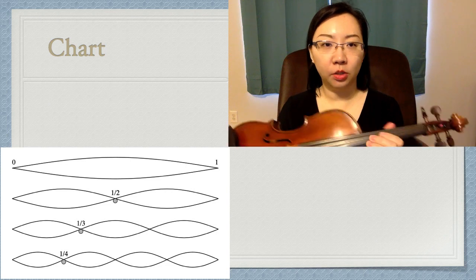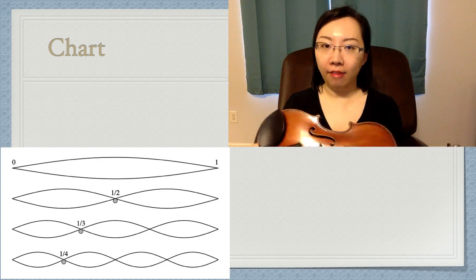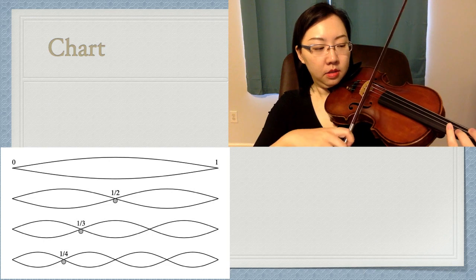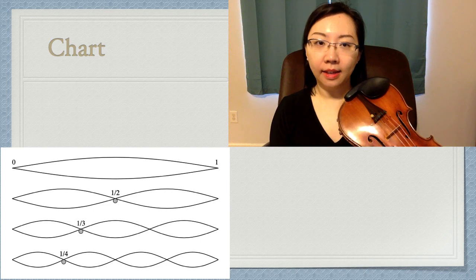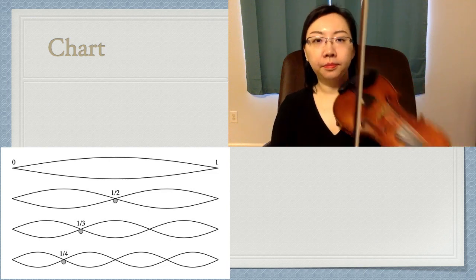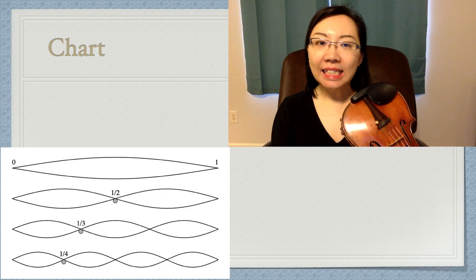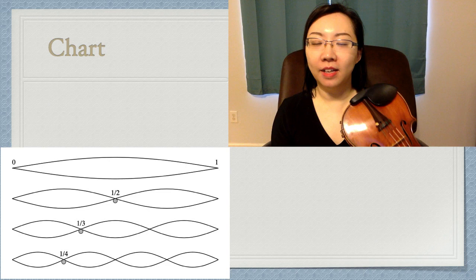If I divide my string into 4 equal parts and half press the 1/4 point of my string, I get this note, A, which is 2 octaves above the original note. It is the fourth harmonic, and the hertz is 1760. Please explore the rest of the harmonics on your own instrument. It's a very fun assignment.